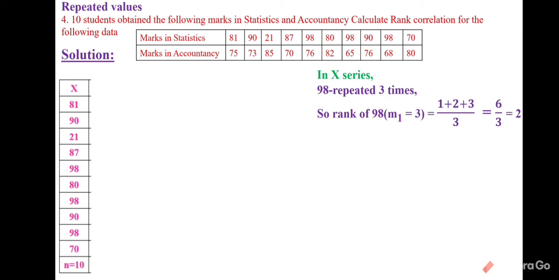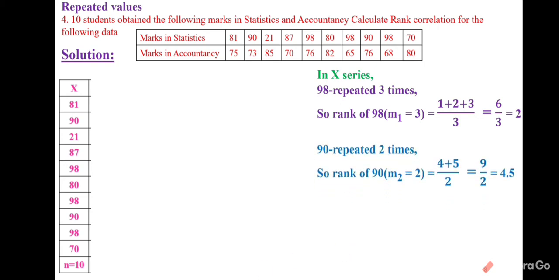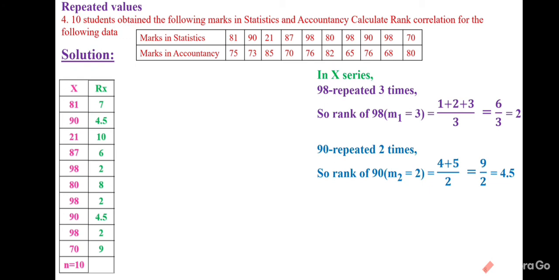Again we need to check whether another repeated number is there. Yes, 90 is again repeated. After 98, the next number is 90, which is repeated 2 times. Then the next 2 ranks are 4 and 5, divided by 2, so 9 by 2 is 4.5. Now we give the ranks: 98 gets 2, 2, 2. Then 90 gets 4.5, 4.5, because this is the rank we found through the calculation method when repeated values are there.